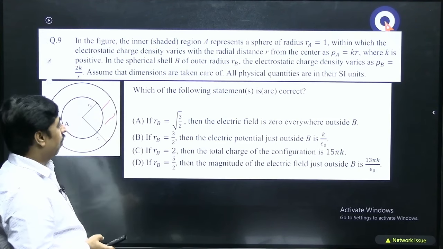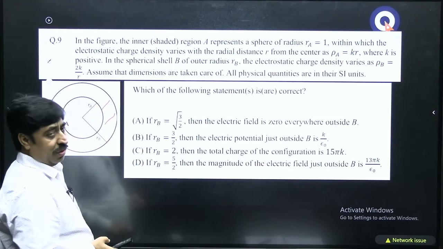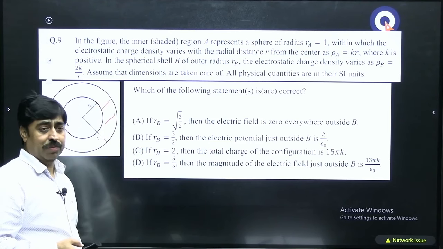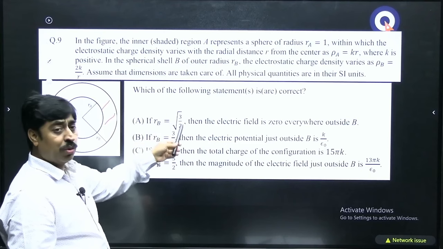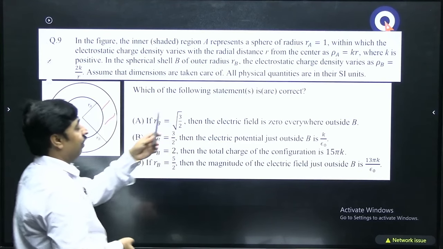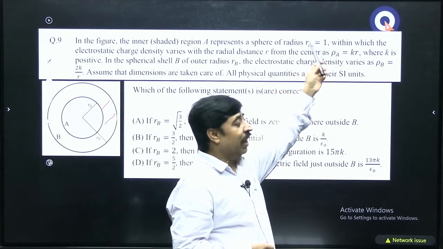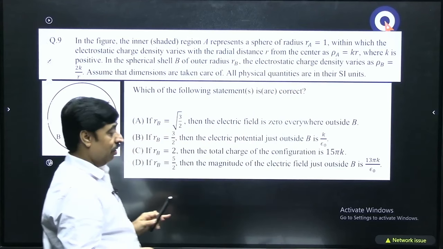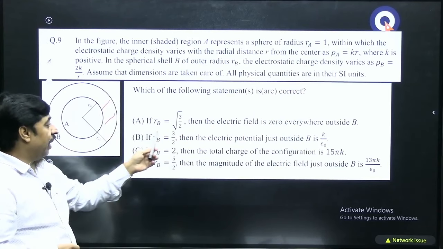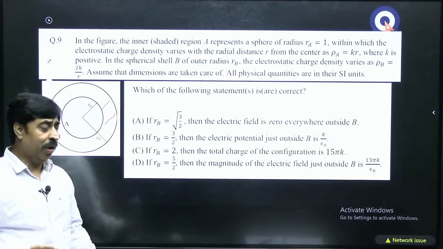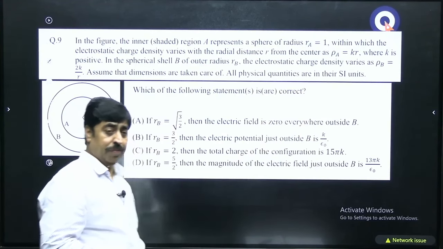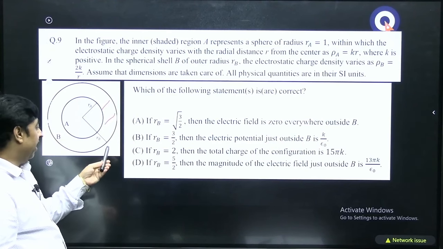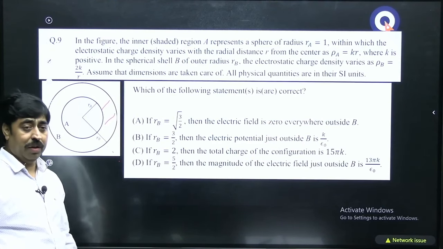Now, what does the question actually ask you? Read these options. The value of R A is given. The inner ball has a radius of 1 unit. The outer ball, if it has a radius of root 3 by 2 unit, then the electric field is 0 everywhere outside. That means at all points here, the electric field is 0.